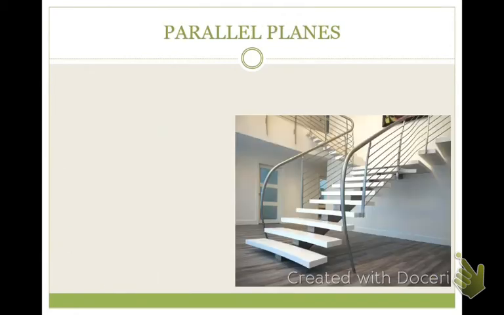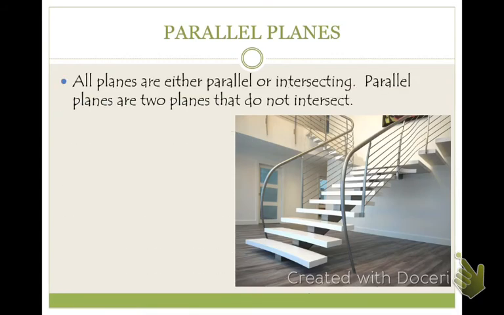Parallel planes. So planes are either parallel or intersecting. Those are the only options. So if they're parallel, they are planes that don't intersect. That's what you write in. They're planes that do not intersect. So in my picture, why did I choose this, aesthetically pleasing? Because they're never going to touch each other. What are the rails? The stairs.